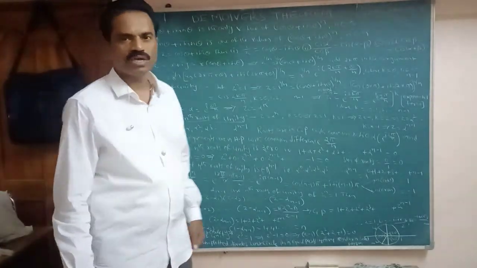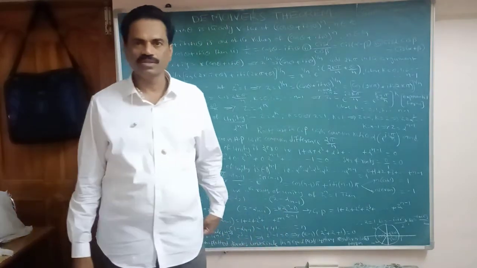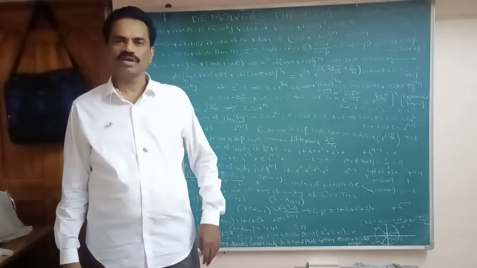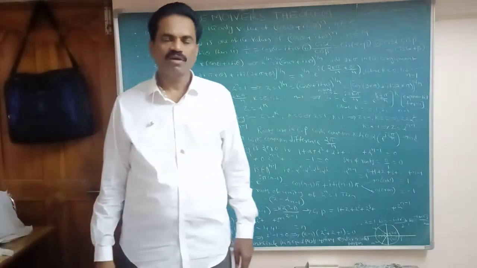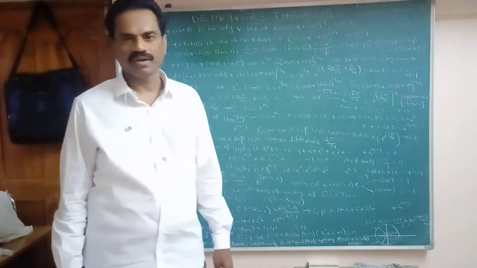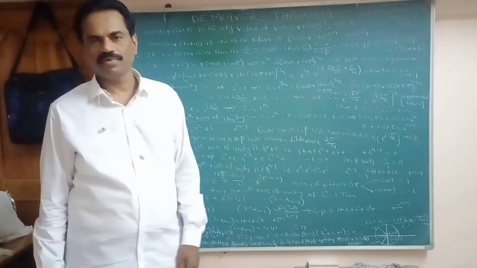Here, nth roots of unity. Suppose z^n = 1, then z equals what? 1 power 1/n. What is 1 here? Its amplitude is what here?